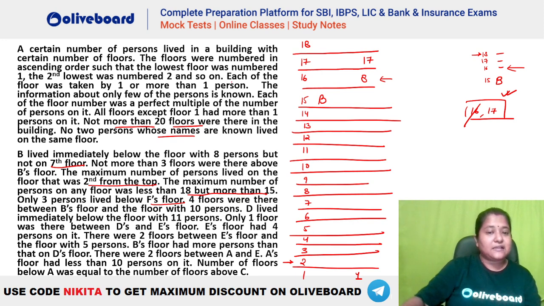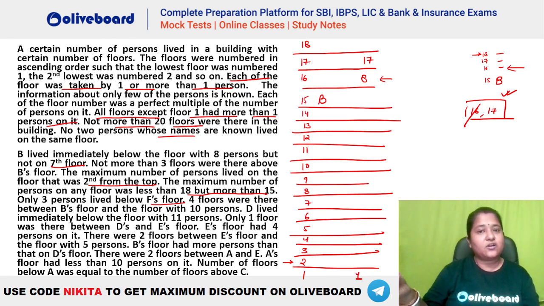But it is given that each floor was taken by one or more than one person, and all floors except floor 1 have more than one person in them. So floor number 2 or any other floor should not have one person. There is only one floor with one person, that is floor number 1. That means floor number 2 should have 2 persons. Now if we have 2 persons here and 1 person here, that is a total of 3 persons.